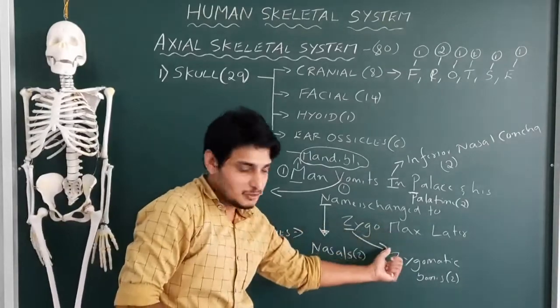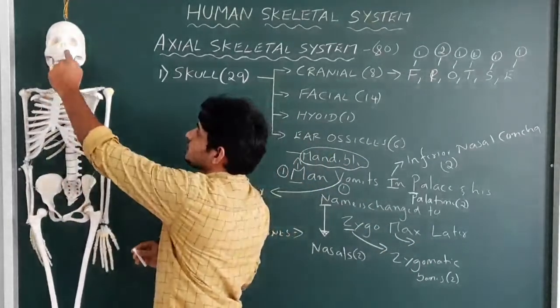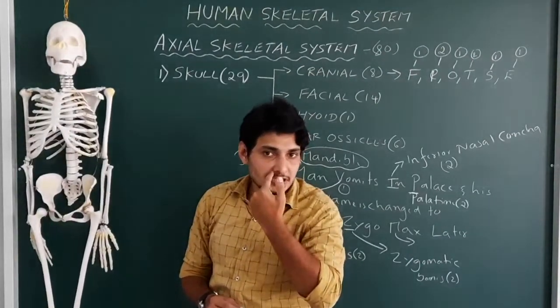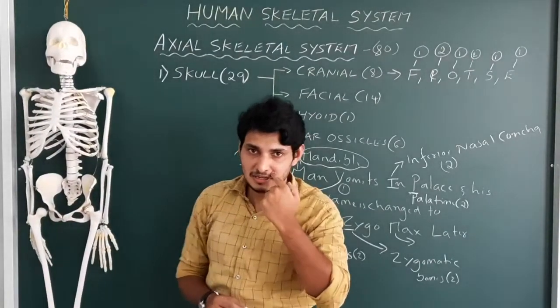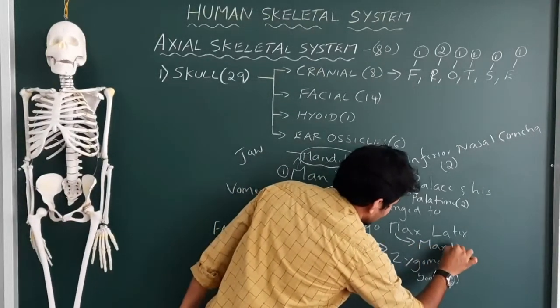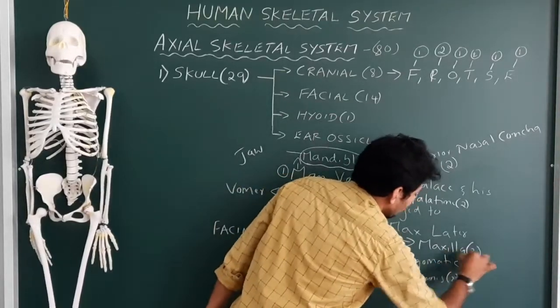The next one is M, which is just above the mandible. This one, how many are there? Two are there, a pair. So this is one maxilla, this is another maxilla, a pair of maxilla. Let me write maxilla. So zygo means zygomatic, max means maxilla, again a pair of maxilla are there.